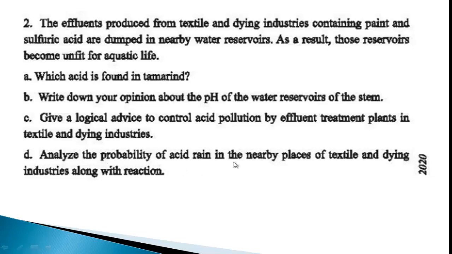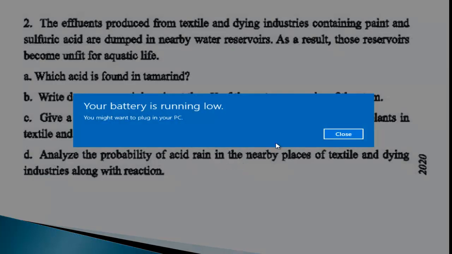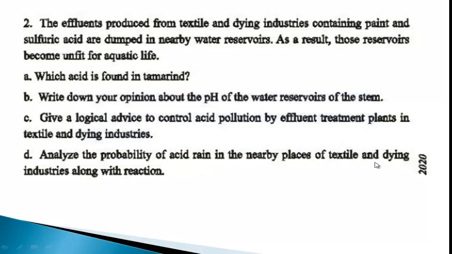Analyze the probability of acid rain in the nearby places of textile and dyeing industries along with reaction. Very good. You know that acid rain occurs for the presence of nitrogen dioxide gas or sulfur dioxide gas in the atmosphere, isn't it? So in that textile or dyeing industries area, there is sulfur dioxide gas. So when it reacts with atmospheric oxygen, sulfur trioxide is produced, and when it reacts with water vapor, sulfuric acid is produced.